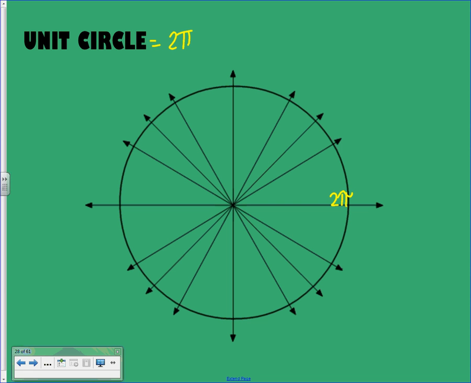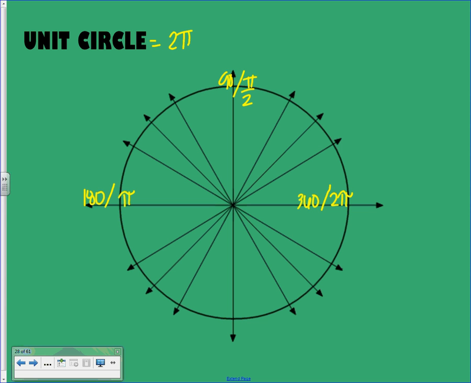If the whole circle is 2 pi, half of that would be pi radians. So 180 degrees is the same thing as pi, and 2 pi is the same thing as 360. If I take half of 180 to get me to 90, then half of pi would be 1/2 pi, and we're going to call that pi over 2, which is a half.